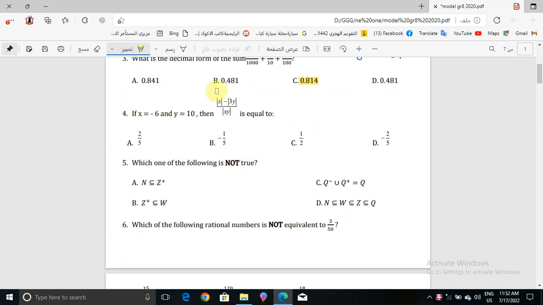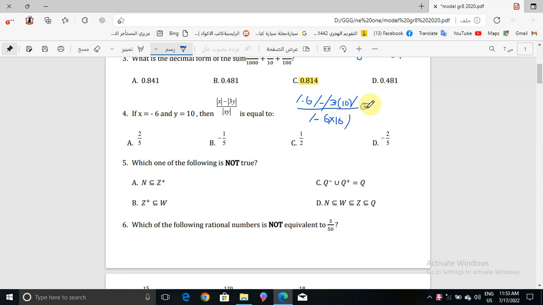Now question number 4. If x is equal to negative 6 and y is equal to 10, then what will be the answer for the absolute value of x minus 3y over the absolute value of x times y? What we will do here is, in place of x, it will be the absolute value of negative 6 minus the absolute value of 3 times 10, over the absolute value of negative 6 times 10.